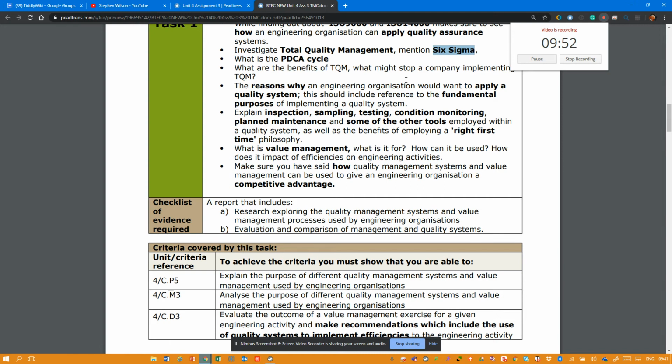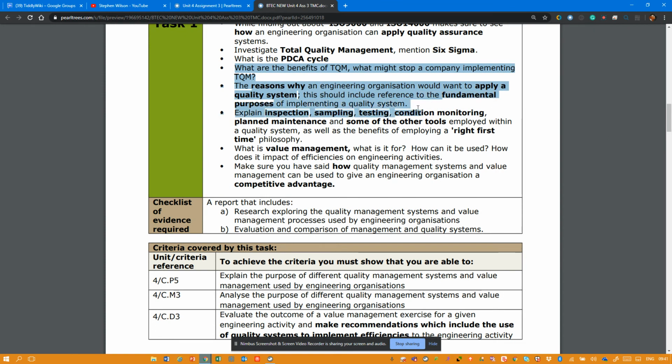Okay, so explain the reasons why an engineering organisation wants to apply a quality system. That's a follow-on from this question here, giving you a bit more guidance. It should include reference to the fundamental purpose of implementing a quality system. The fundamental purpose is to drive up quality and drive down cost. Explain inspection, sampling, testing, condition monitoring, planned maintenance, and some of the other tools employed within a quality system, as well as the benefits of employing a right first time philosophy.